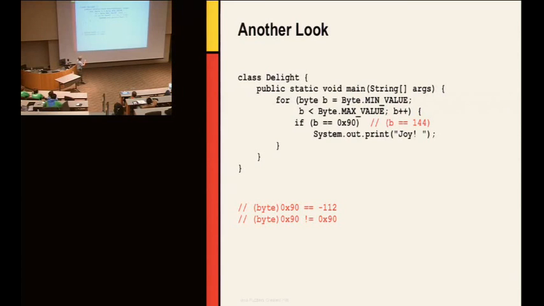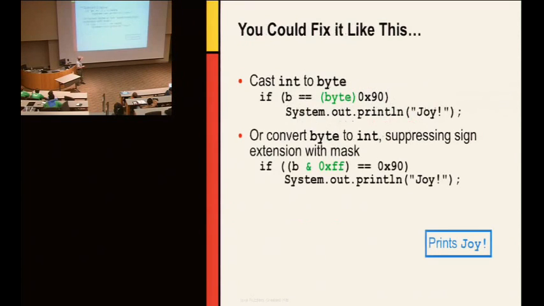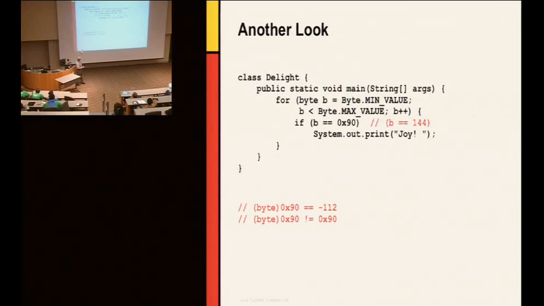So this guy here is not a byte value. Byte 0x90 is minus 112, and byte 0x90 is unequal to 0x90. 0x90 is positive 144, and byte 0x90 is negative 112. Sad. So what's going on here? What's going on here is that we are comparing two unlike types. We're comparing apples to oranges, bytes to ints.